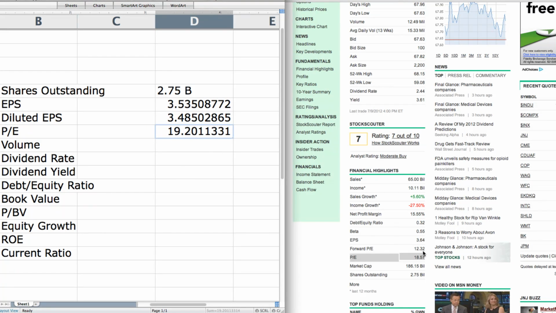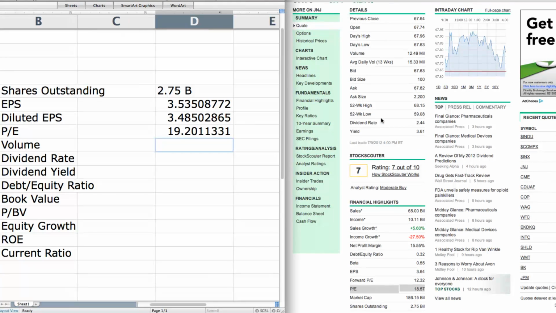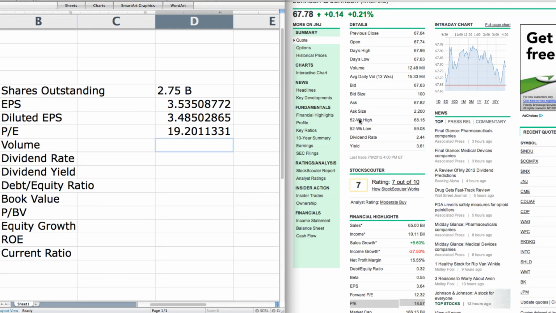They need to actually update that. Okay, so the next number is the volume. That number isn't something you have to calculate, that's just something that's going to be reported. It can be found right here on the top level page, and it's 12.49 million shares in 1 day. So for the 9th of July 2012, there was 12.5 million shares traded for Johnson & Johnson.